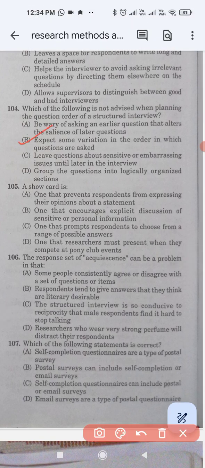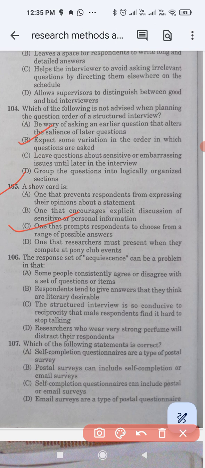Now question number 105. A show card is one that prevents respondents from expressing their opinions about a statement. Option B. One that encourages explicit discussion of sensitive or personal information. Option C. One that prompts respondents to choose from a range of possible answers. And option D. One that researchers must present when they complete an interview. So the correct answer of this one is option C. One that prompts respondents to choose from a range of possible answers.